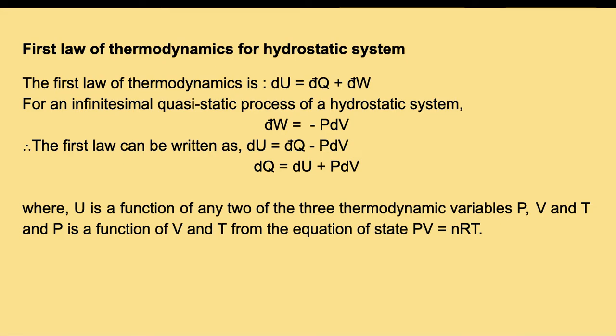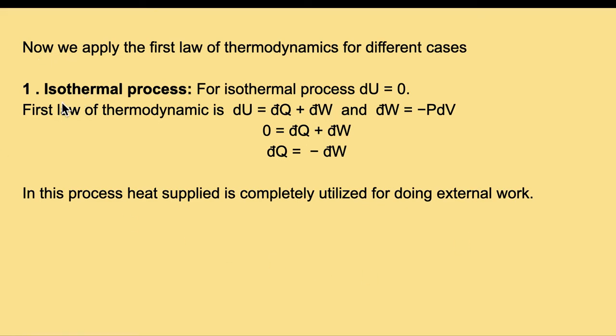And for a hydrostatic system, you can write the first law of thermodynamics in differential form as dU equals d-bar Q plus d-bar W. And for an infinitesimal quasi-static process of a hydrostatic system, you can write d-bar W, that means work done, as minus P dV. On substituting that, dU equals d-bar Q minus P dV, or d-bar Q equals dU plus P dV. Here U is a function of any two of the thermodynamic variables P, V and T, and P is a function of V and T from the equation of state PV equals nRT. And now we can apply the first law of thermodynamics for different cases.